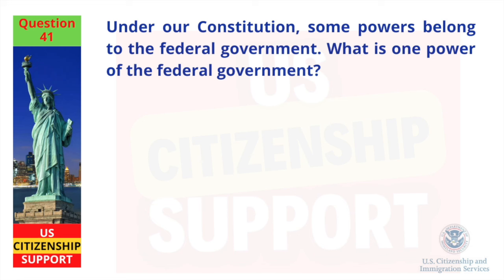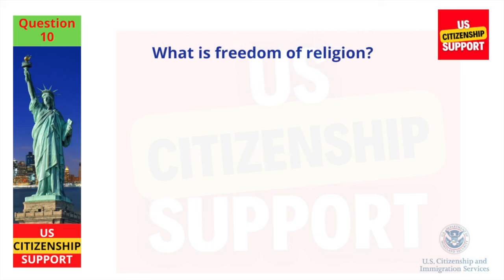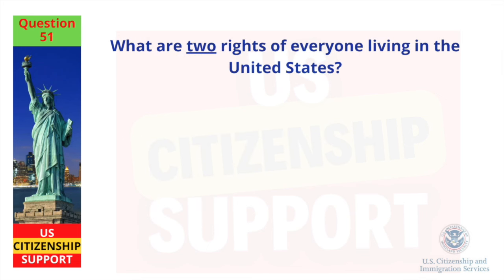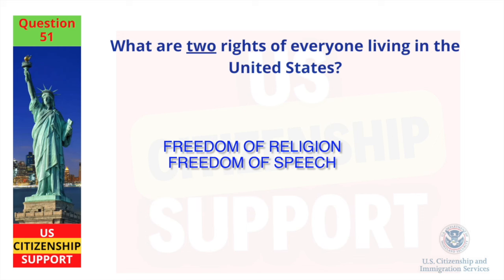Under our Constitution, some powers belong to the federal government. What is one power of the federal government? To print money. What is freedom of religion? You can practice any religion or not practice a religion. What are two rights of everyone living in the United States? Freedom of religion. Freedom of speech.